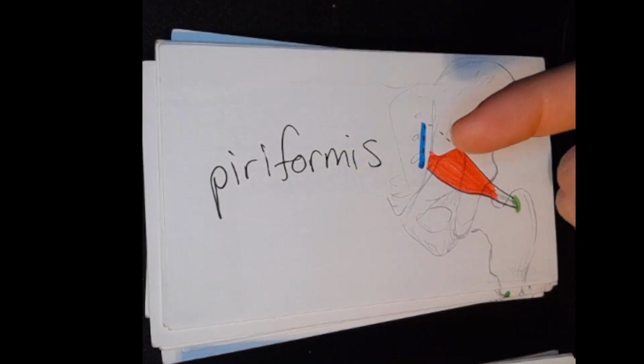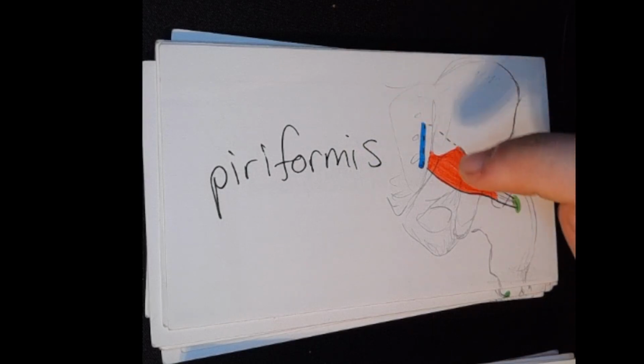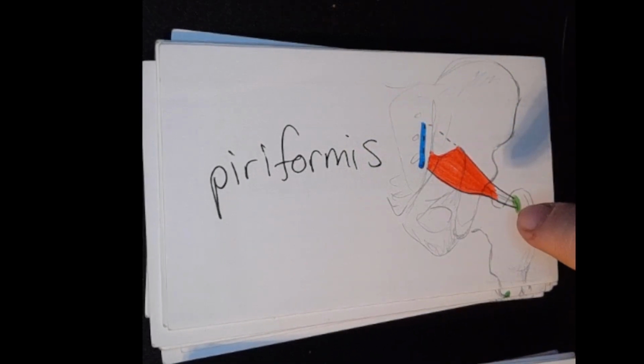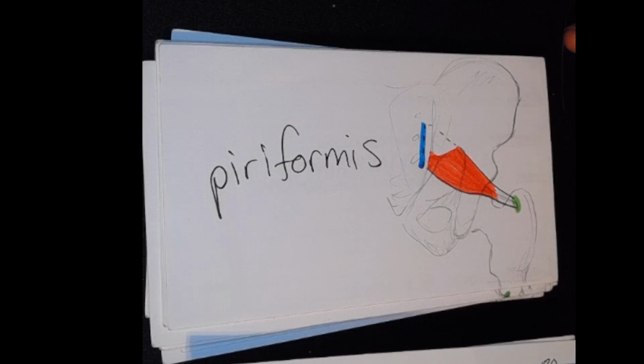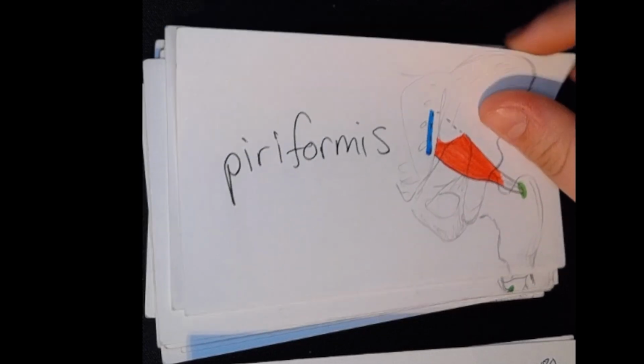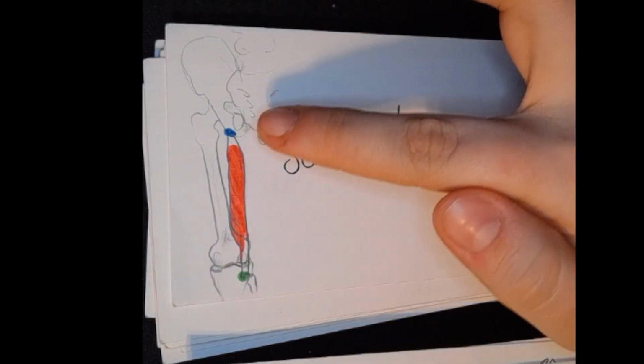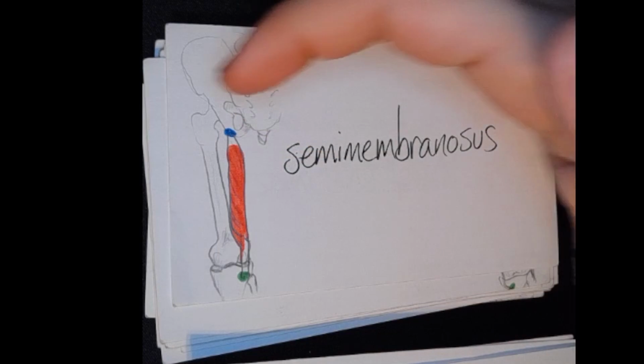Piriformis. Origin, anterior sacrum. Insertion, greater trochanter. Action, hip external rotation and horizontal abduction. Innervation, nerve to piriformis.